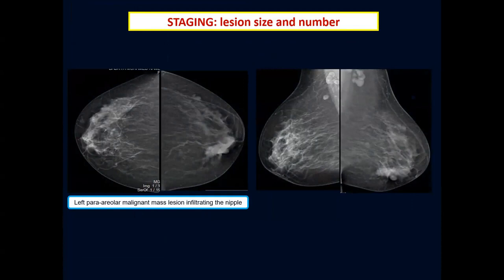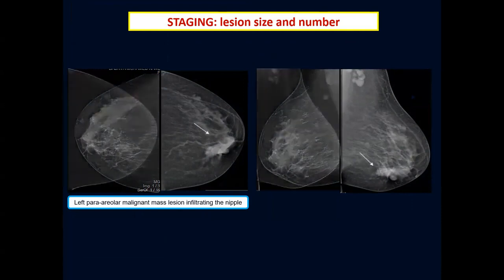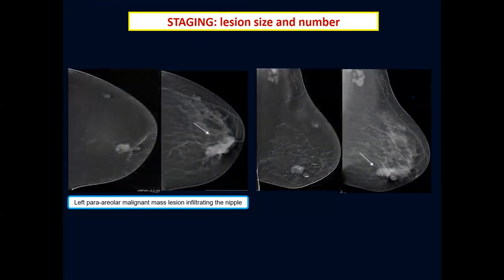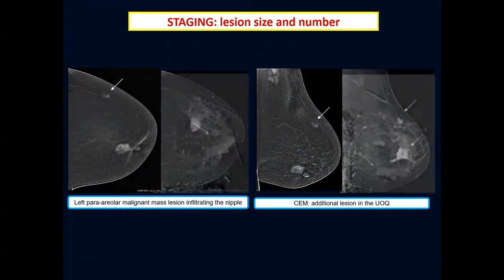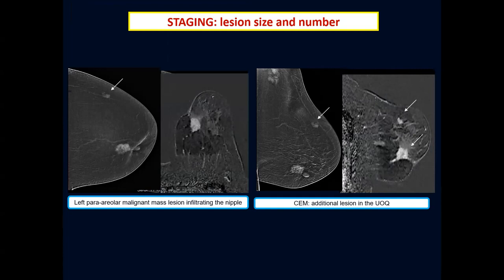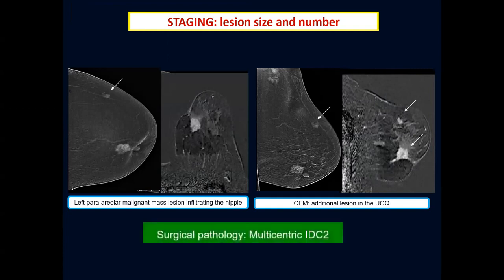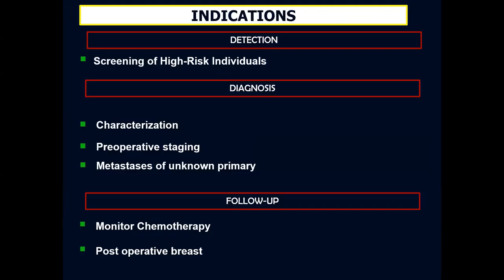This was another case. She had a left paraareolar malignant mass lesion that was apparently infiltrating the nipple. This was the contrast mammogram of the patient, and the lesion on the contrast mammography appeared smaller than it appeared on the mammogram. But unfortunately, there was another lesion in the upper outer quadrant of the left breast, and this was the MRI of the same patient. And again, the surgical pathology came back with a multicentric invasive duct carcinoma.